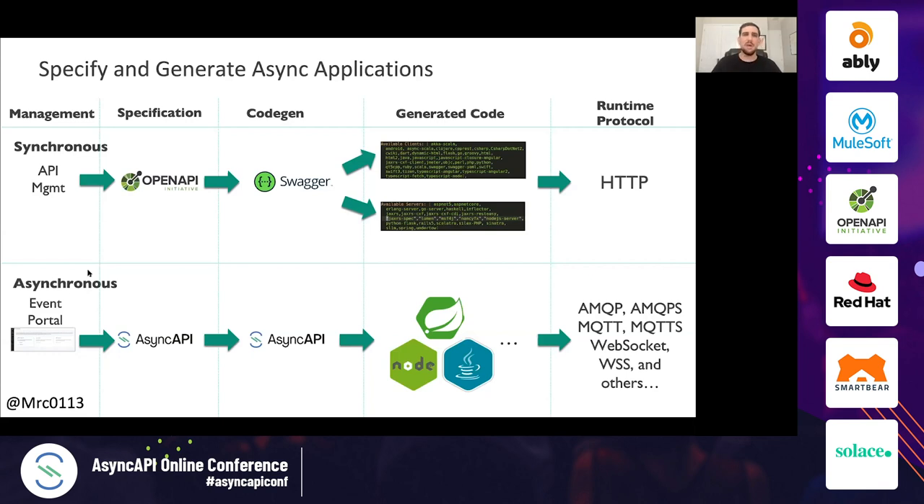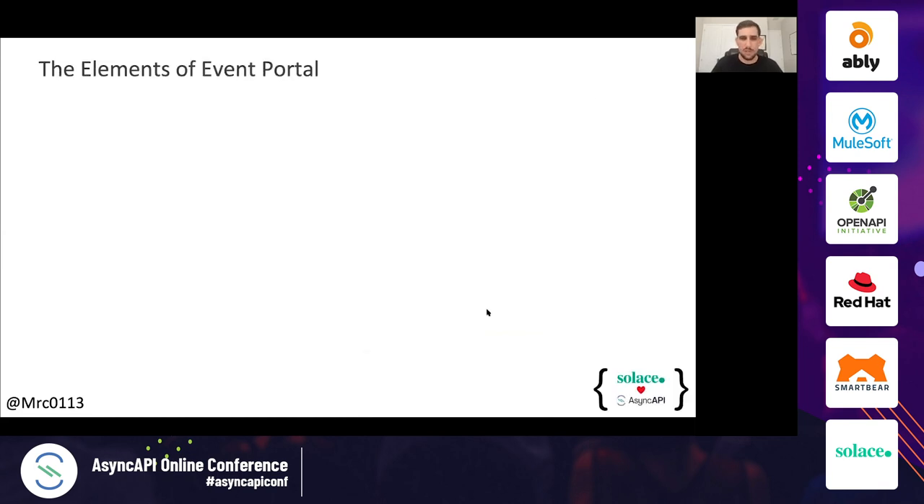And so this is really what I want to demonstrate for you today. I'm going to show you the event portal and talk about some COVID-19 data streams, and then we'll design an app, export a specification, and do some code generation for a Spring Cloud Stream microservice. Before we jump into that, just a little bit of background information here.